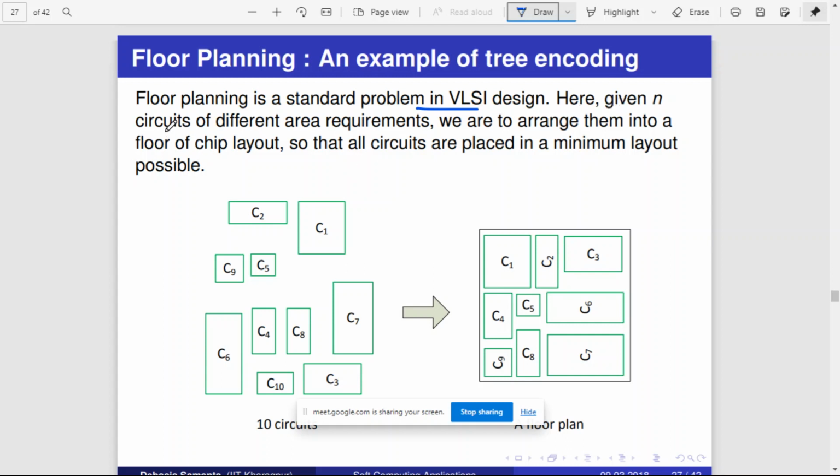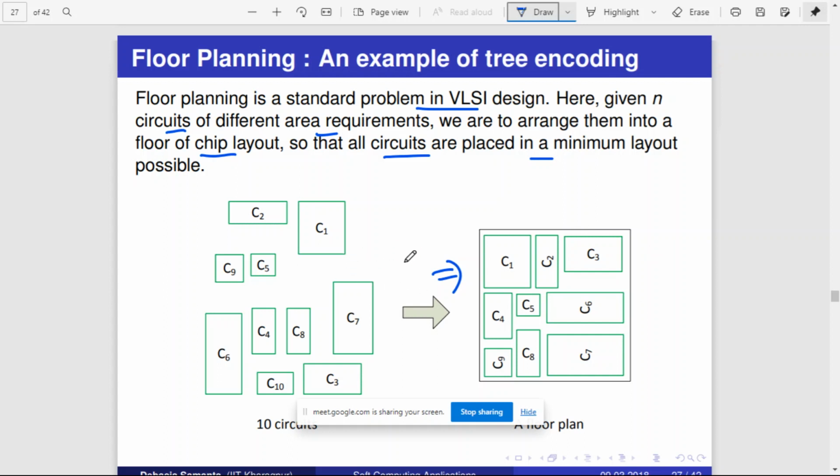Here you are given n circuits. All these are circuits. C1, C2, C3. Some 10 circuits were given, of different area requirements. We are given the circuits and also we are told how much area each of the circuits will occupy. Okay, so we have to arrange them on a floor to form a chip layout so that all circuits are placed in a minimum layout. So these are the different circuits and these circuits should be arranged in such a way that they occupy a total of minimum layout area. So this is the problem.